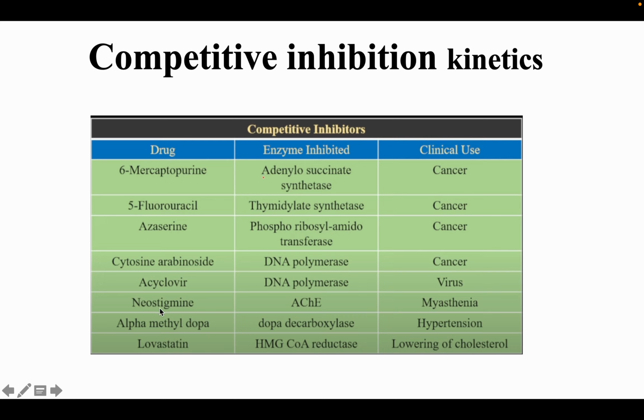And we have neostigmine. It's an acetylcholinesterase inhibitor, and it is used for the treatment of myasthenia gravis. So these are the different examples of competitive inhibitors.